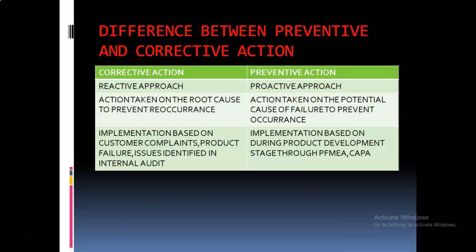In corrective action, implementation is based on customer complaints, product failure, and issues identified in the internal audits. While in preventive action, implementation is based on the product development stage through PFMEA and CAPA. Means in corrective action we take action based on the customer complaint or the internal audit, different types of audit, whether system audit, product audit, or process audit. While in preventive action, action is taken based on the product development stage through PFMEA. PFMEA means process failure mode and effects analysis, and CAPA means corrective action, preventive action.